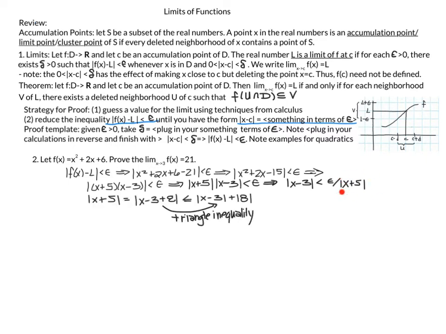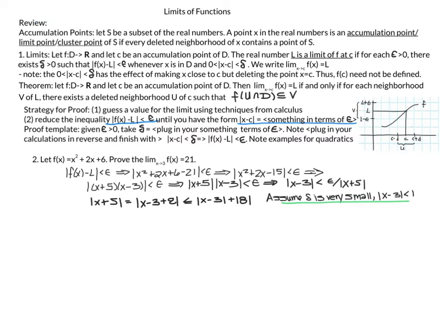So I'm going to look at this absolute value of x plus 5, which I'm going to rewrite as x minus 3 plus 8 for reasons that you'll see later. The x minus 3 is no accident. That's actually x minus c. And that's less than or equal to |x - 3| plus the absolute value of 8 by the triangle inequality.